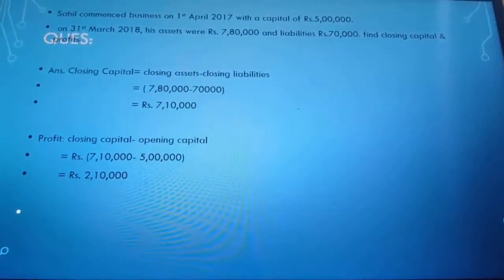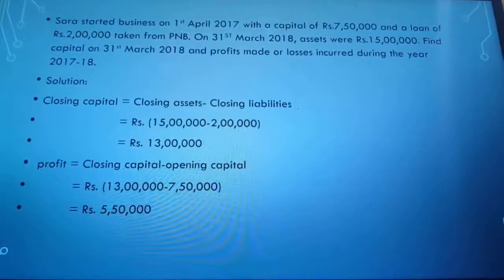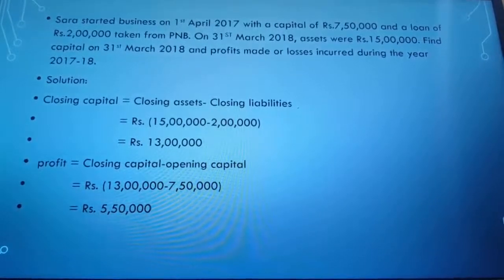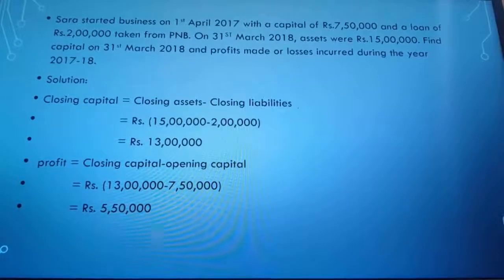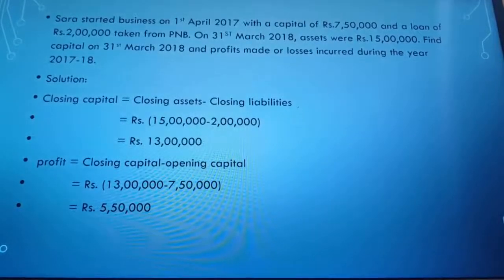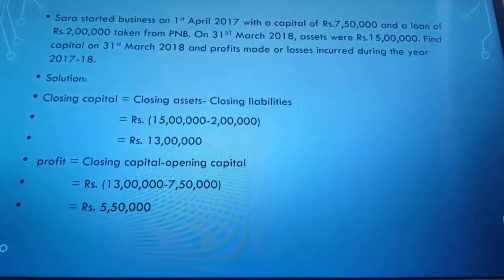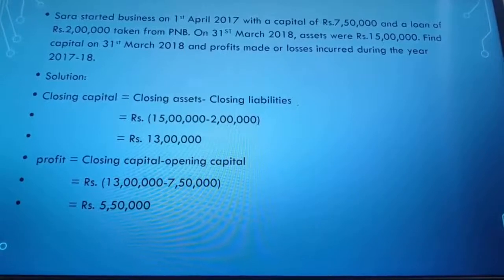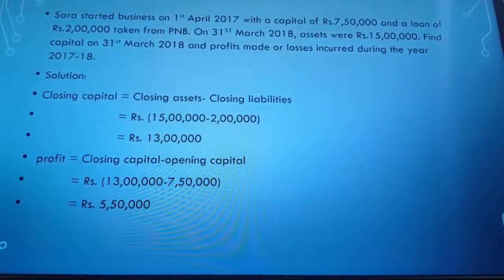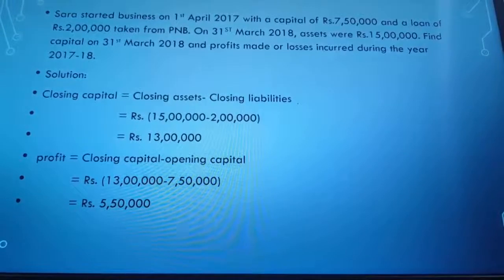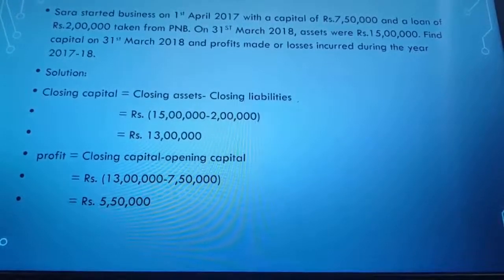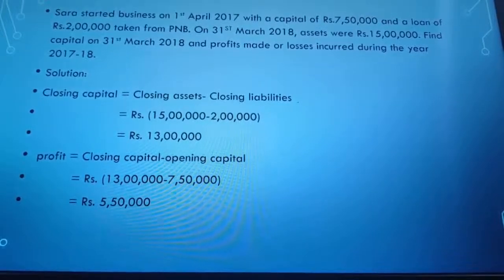Proceeding to the next, we have Sarah who started business on 1st April 2017 with a capital of rupees 7,50,000. Again, this is your opening capital, and a loan of rupees 2 lakh taken from PNB. This is your liabilities. On 31st March 2018, assets were rupees 15 lakh. 31st March 2018, this is your closing assets. Find capital on 31st March 2018 and profits made or losses incurred during the year.